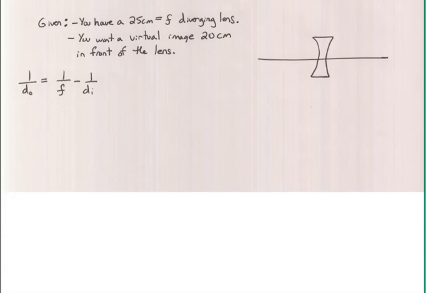Okay, let's look at a diverging lens for a change. So this time they said we have a 25 centimeter focal length diverging lens, so somewhere over here at 25 centimeters, and somewhere over here we've got like f and f prime for the focal lengths. And it said this time we have a goal. We want to produce a virtual image that's 20 centimeters in front of the lens. So in front of would mean on this side. So we want to produce a virtual image that's over here.